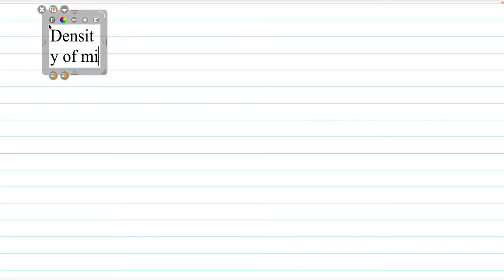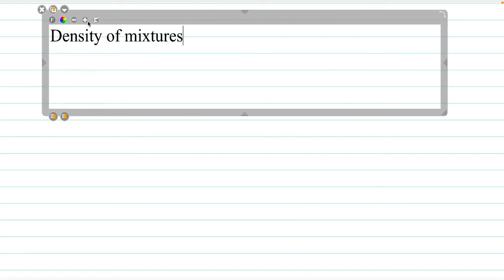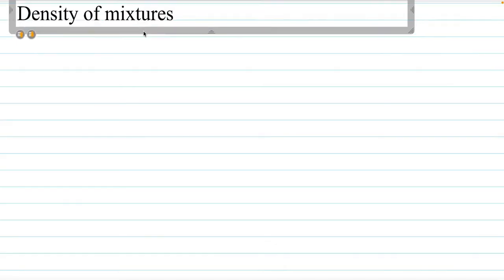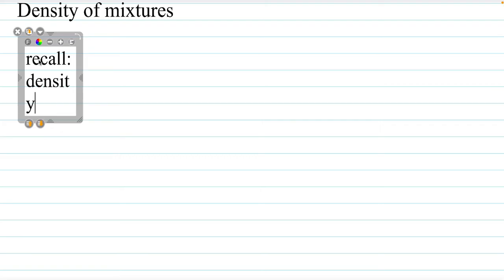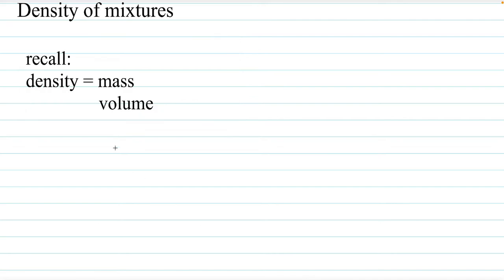Density of mixtures. Okay, so we have the first mixture. Now recall that density is equal to mass over volume. I want you to recall that. This is always the formula for density. Alright, density is always mass over volume.